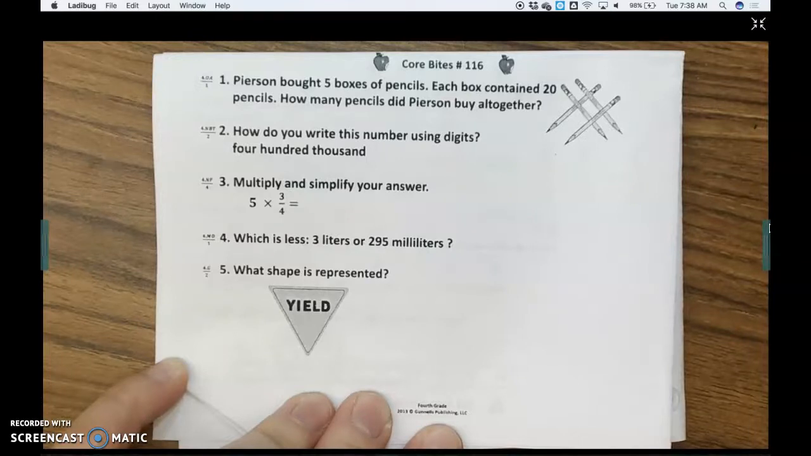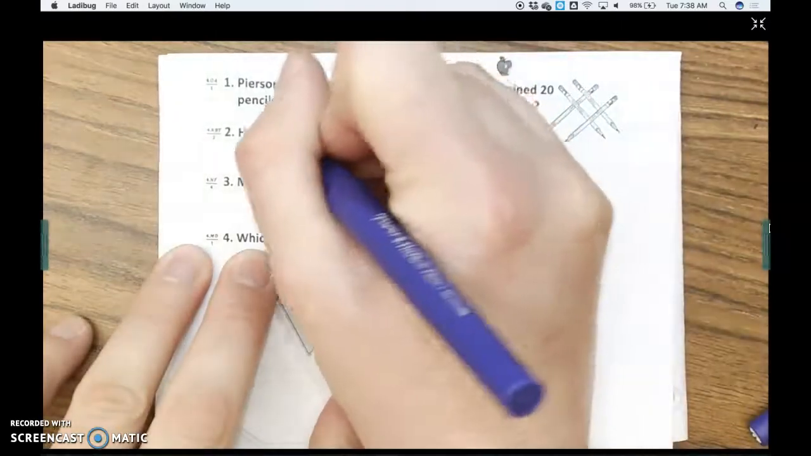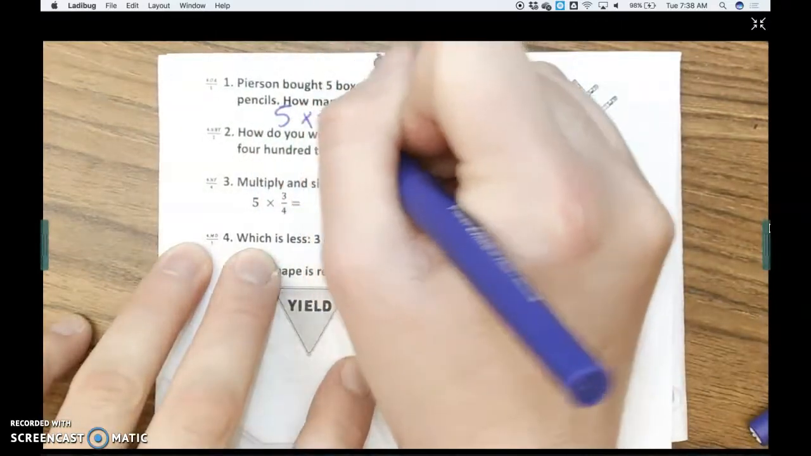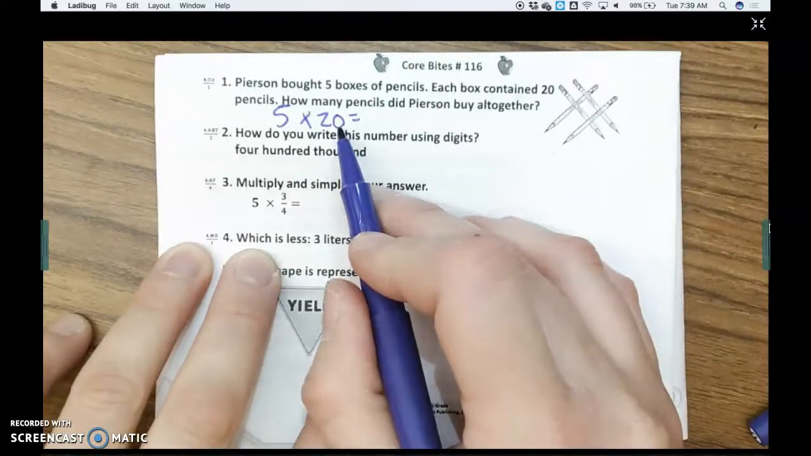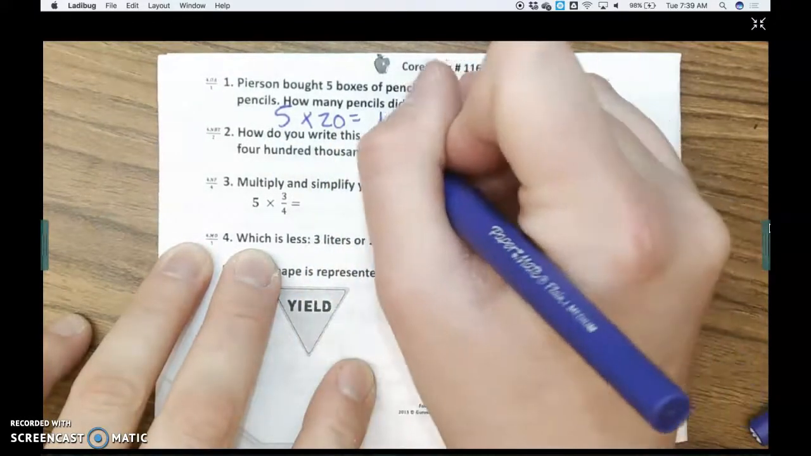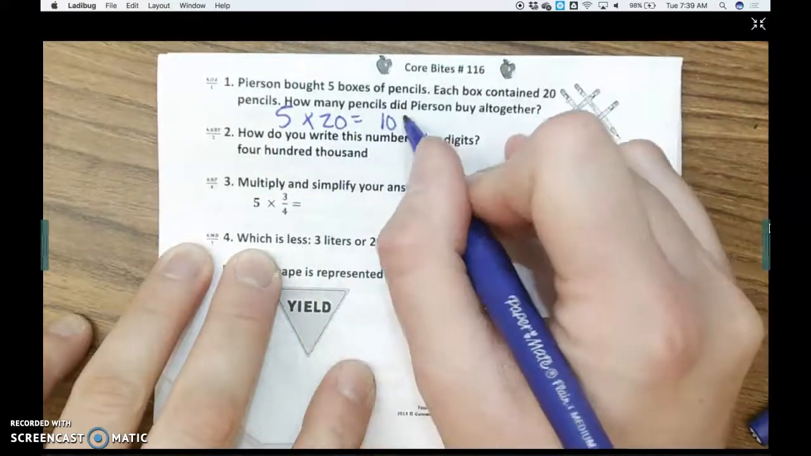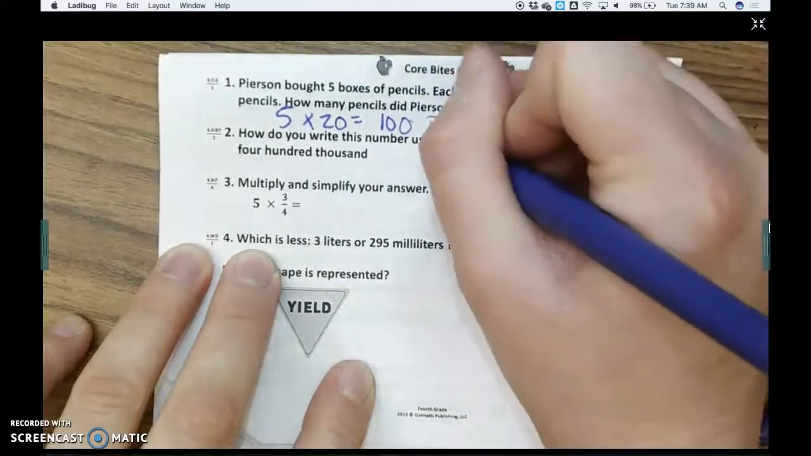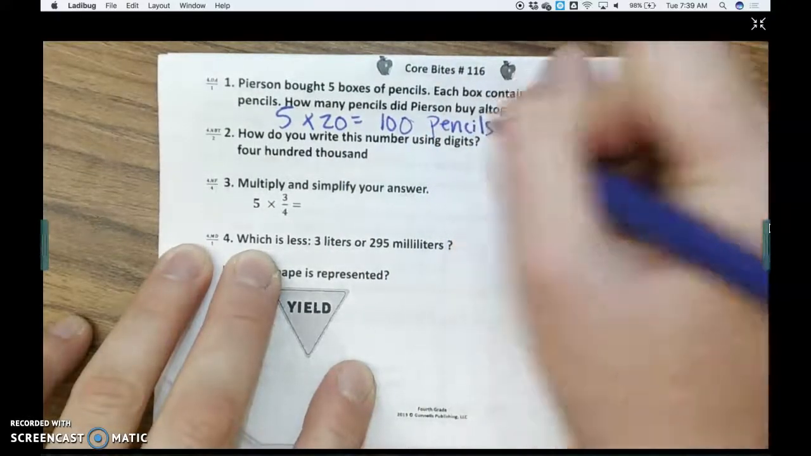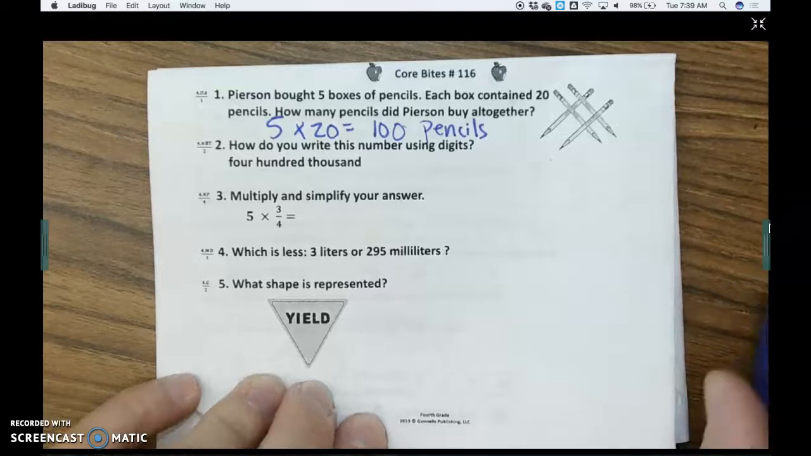Number 1 says Pearson bought 5 boxes of pencils. Each box contained 20 pencils. How many pencils did Pearson buy altogether? So you can do 5 times 20. And because you have that 0 right here, you can do 5 times 2 is 10. Add the 0. So you would get 100 pencils. Pencils would be your unit because that is what you're measuring. You're measuring how many pencils you have.